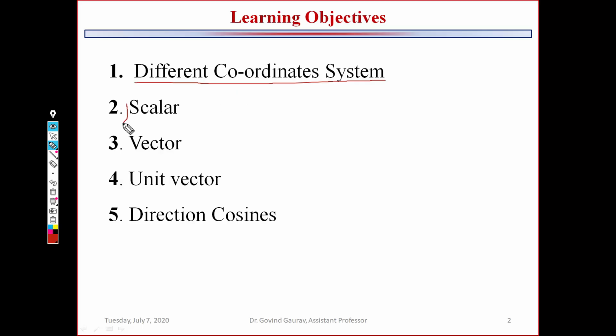Thereafter we will define two different quantities, which are the scalar quantities and the vector quantities. How do we define these two quantities, and how do we represent the scalar quantities and the vector quantities? How do we define the unit vectors, and how do we define the direction cosines with respect to the Cartesian coordinate system?